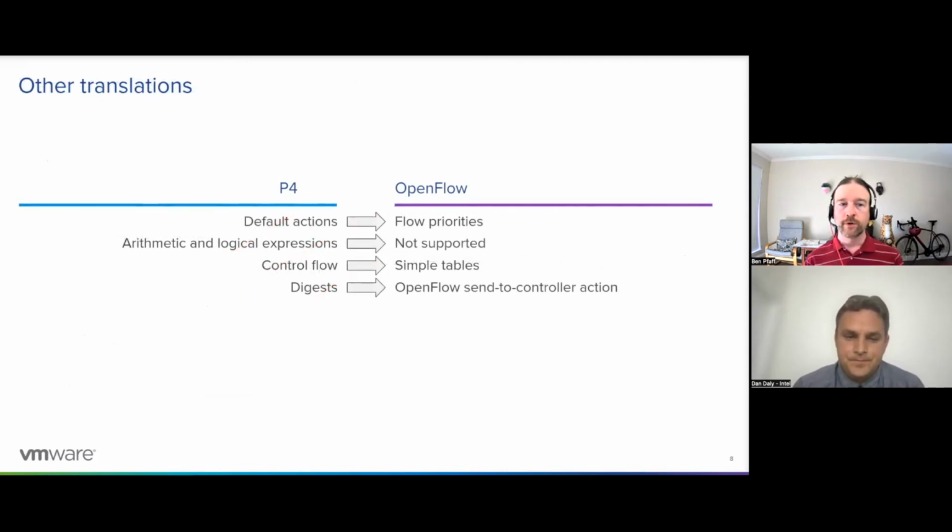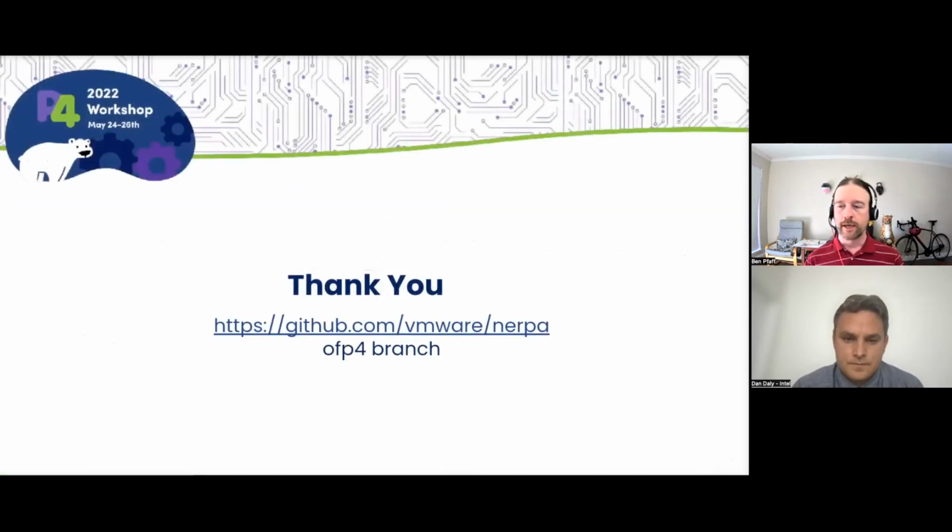So other parts of P4 need to be translated to OpenFlow also. This slide lists some of them, which we don't have time to go over. And there's a lot more details. You can find out about those in our repository in the OfP4 branch.